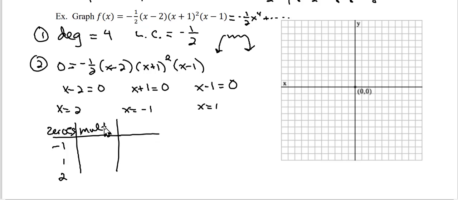Multiplicity. Negative 1 came from this x plus 1, so it has multiplicity 2. X equals 1 came from the last term here. It has multiplicity of 1, and x equals 2 has multiplicity of 1. The behavior here is this one just touches and turns around. These two, it's going to cross.